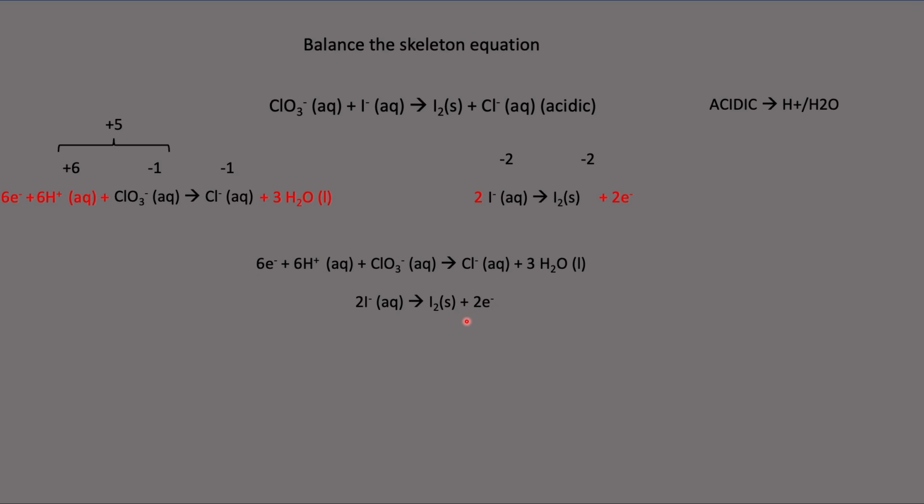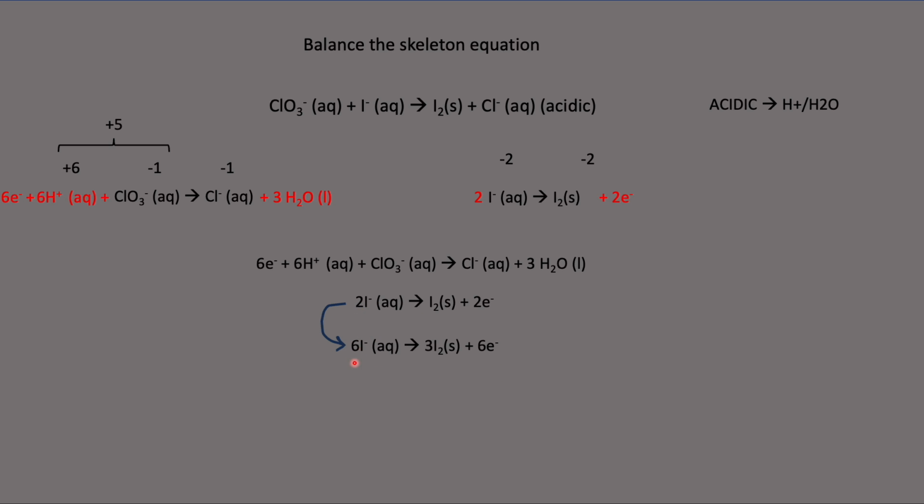Before we can cross them out, they're not the same number to be canceled out, as you can notice. This is 2, this is 6. So we need to multiply our half reactions so that we create the same amount of electrons on both. Notice that you can multiply this half reaction by 3 so that we get 6 electrons to match this half reaction that has 6 electrons. So that's what we're going to do here. Let's multiply by 3. Everything is going to get multiplied.